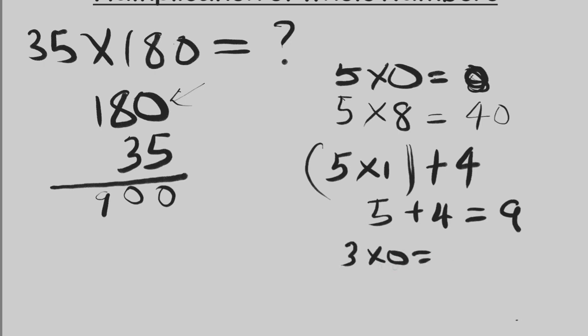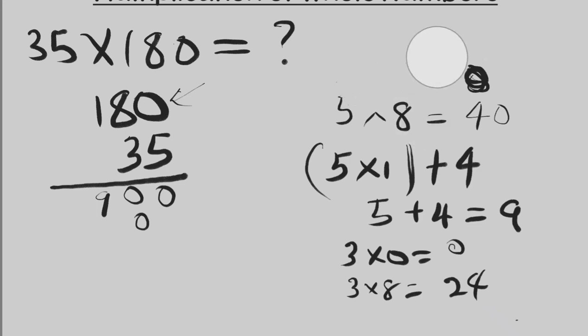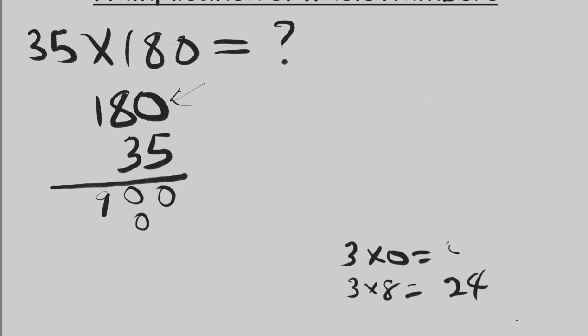3 times 0. Any number times 0 is 0, so we write our 0 right here, and then we do 3 times 8. 3 times 8 is 24. 24 is greater than 10, so we can't write all of the 24. We have to write 4 and keep 2.